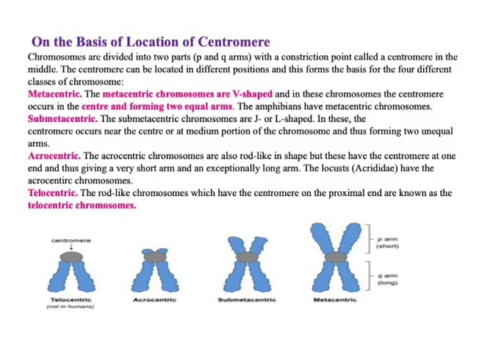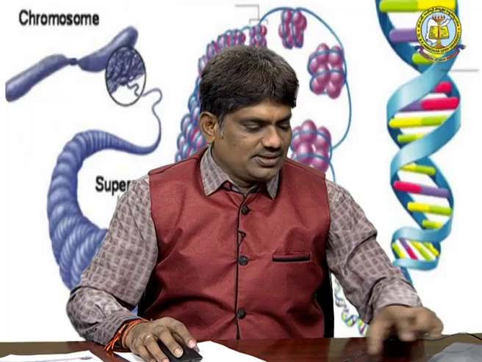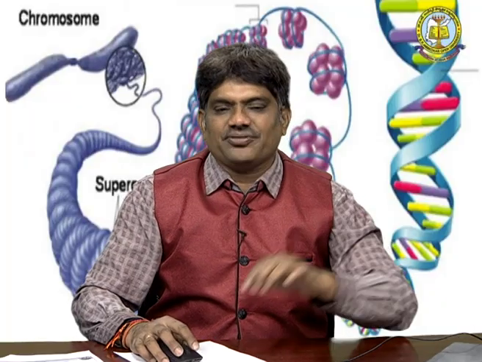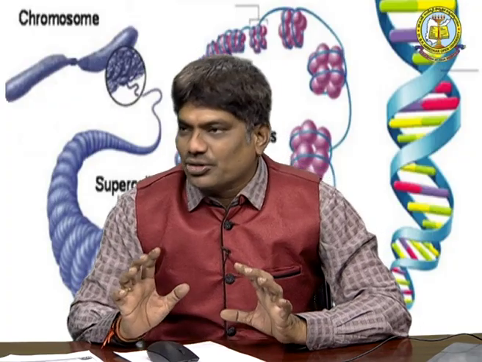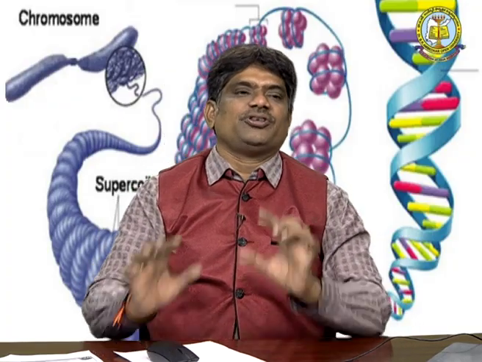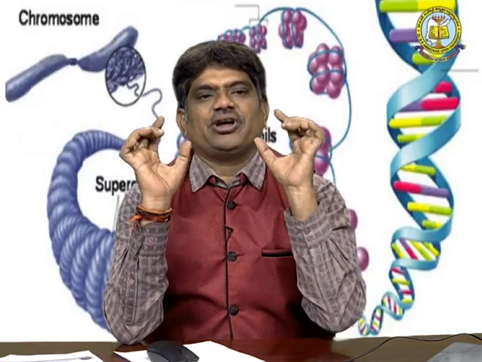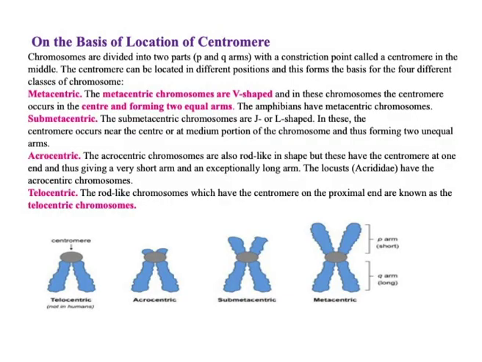If the centromere is just above the middle, the chromosome looks like an L-shaped structure, and we call it submetacentric. Usually the majority of chromosomes have the centromere at the middle; in metaphase or anaphase it looks like a V-shaped structure, and we call it metacentric.